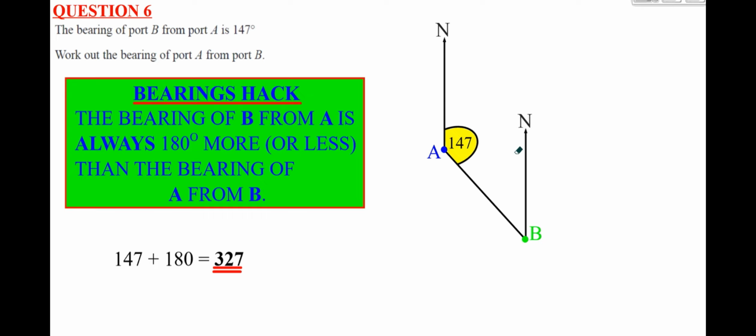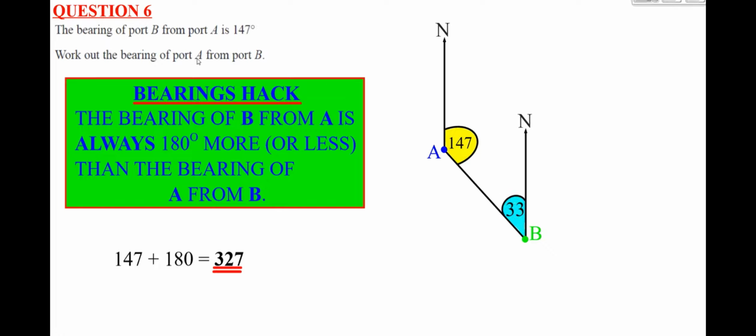We can now use some angle facts. Because these lines pointing north are both parallel, we can use the fact that co-interior angles add up to 180 degrees. So if this angle here is 147, this one plus this one need to add up to 180. So this angle at B will be 180 minus 147, which is 33 degrees.